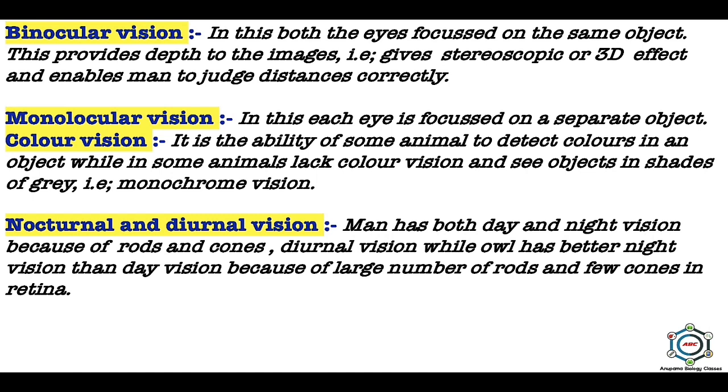Nocturnal and diurnal vision. Man has both day and night vision because of rods and cones. Diurnal vision. While owl has better night vision than day vision because of the large number of rods and few cones in the retina. So, owl shows nocturnal vision.